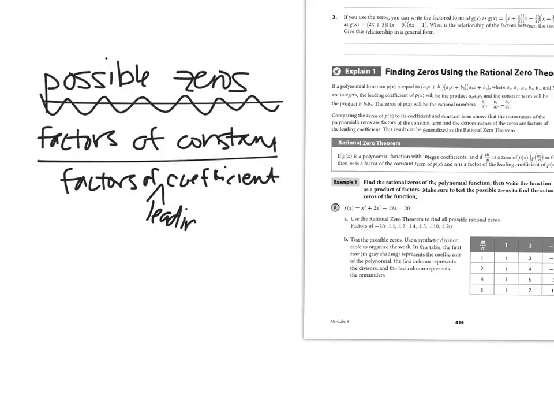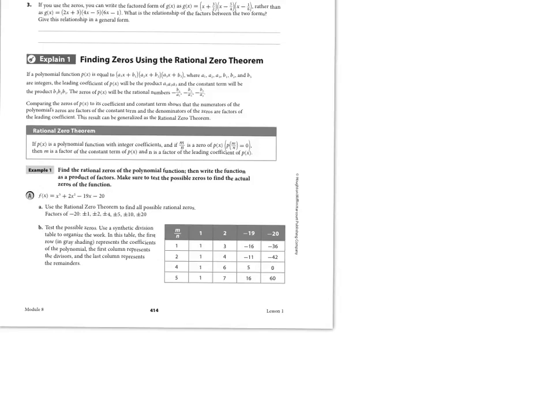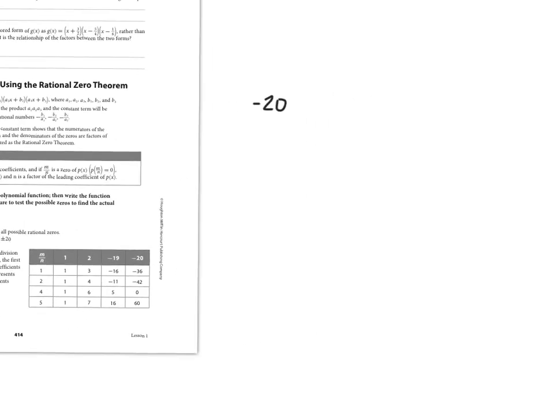Sorry, I should have written that. Factors of the leading coefficient. Okay. So talk to me about my factors of negative 20. What are the things that divide evenly into negative 20? Okay, positive and negative 10, correct? Okay. What else? Positive and negative 2. What else? 4, 5, 20. Okay.